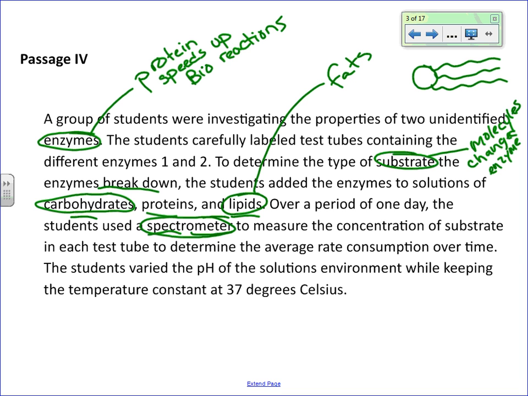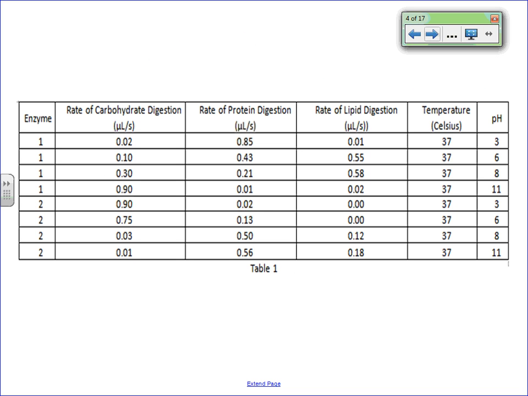All right, and what can a spectrometer do? The passage actually tells you what a spectrometer can do. It measures the concentration of some substance. Nice. All right, tells you how much stuff is in there. That's it. So now let's think about this experiment a little bit more in terms of the data.